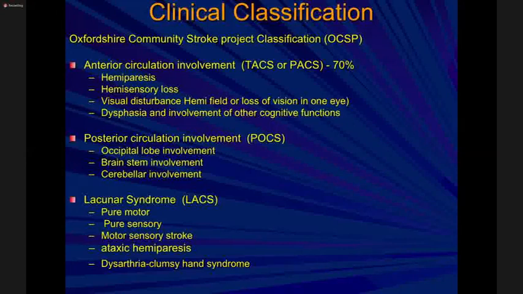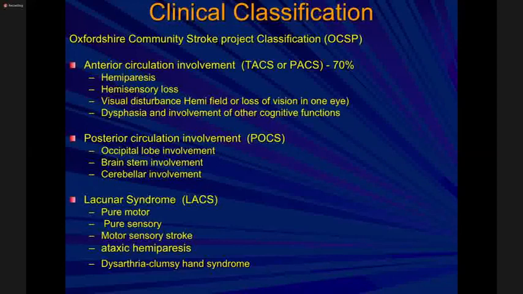classification. In the OCSP classification, the anterior circulation stroke, which is the most common form of stroke, the clinical symptoms that would appear would be hemiparesis, hemisensory loss, visual hemianopia or loss of vision of one eye, or dysphasia. I have described all these things, how they get affected in clinical practice, within my lecture.